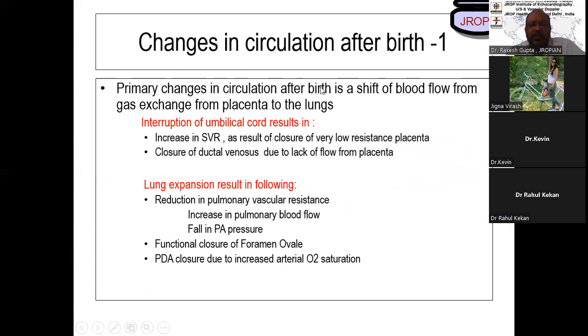The primary change in circulation after birth is a shift of gas exchange from the placenta to the lungs. Interruption of the umbilical cord results in increased systemic vascular resistance, as a result of closure of the very low resistance placenta. Closure of the ductus venosus occurs due to lack of flow from the placenta. Now the lung expands, resulting in reduction in pulmonary vascular resistance, increase in pulmonic blood flow, and fall in pulmonary artery pressure, then functional closure of the foramen ovale because no blood is transmitting from RA to LA, and the PDA closure happens due to increased arterial oxygen saturation.